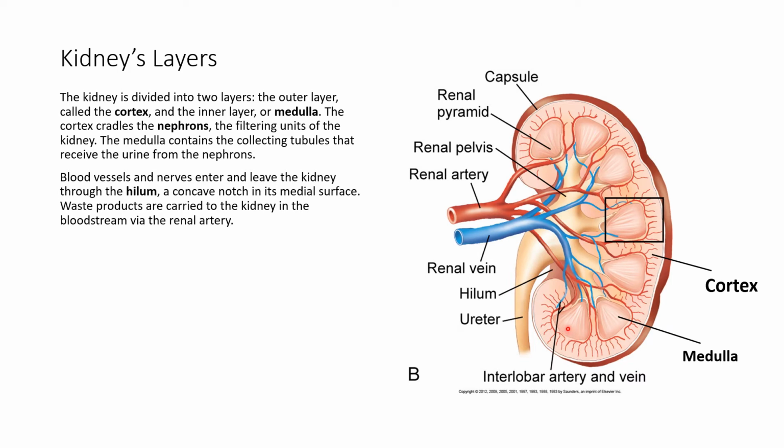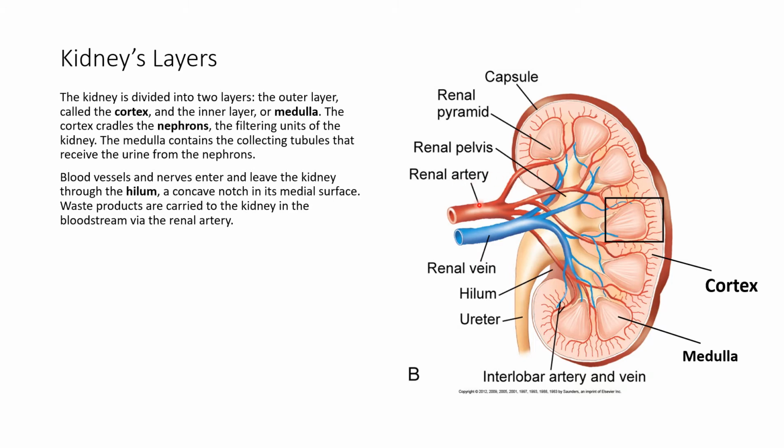In your medulla area, you have these renal pyramids, and really these renal pyramids are where your nephrons are, and your nephrons are your filtering units. And so we will be discussing your nephrons with the next slide. But your kidney also does have this capsule around it to protect it.